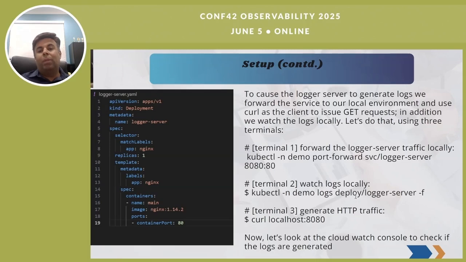We will do that in three terminals. In terminal 1, we will forward the logger server traffic locally by making a port forward. In the second terminal, we'll be watching the logs locally. And in the third terminal, we'll be making the curl request. Then whatever logs we see on the local machine, we'll also be forwarding to the CloudWatch log group. So this is what we're going to see.